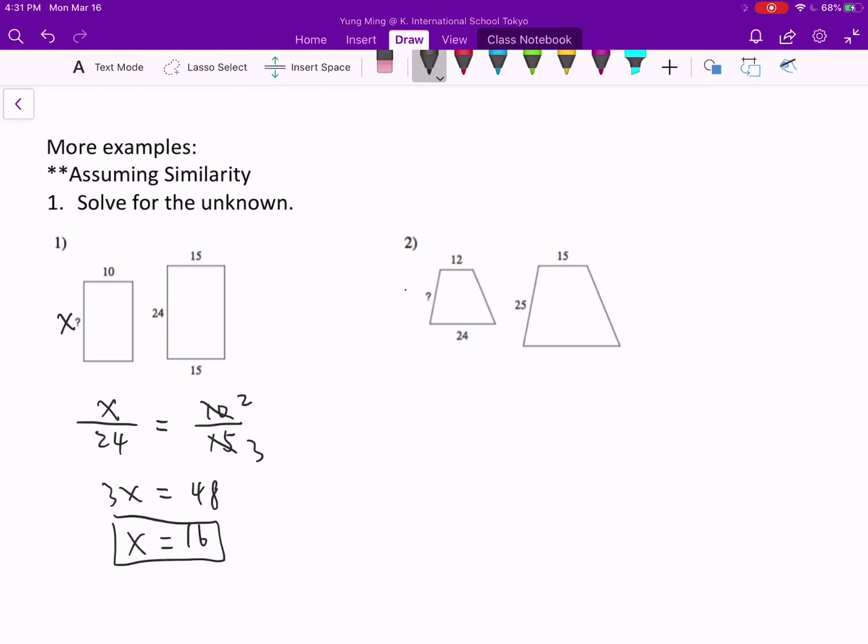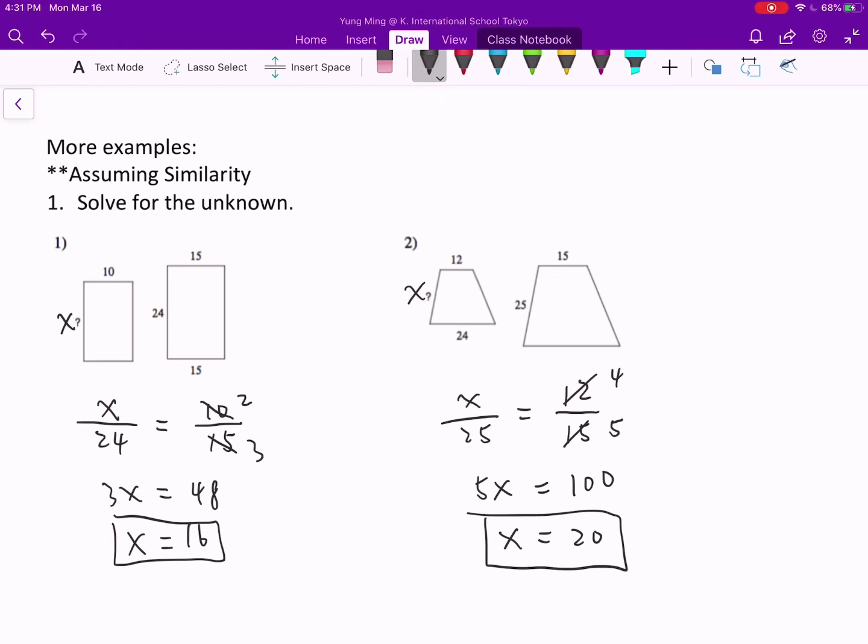Question number 2, again, label x. In this case, I have x over 25 equals 12 over 15. Again, I simplify a little bit, this is 4 over 5. Cross multiply, I got 5x equals 100, satisfyingly x is equal to 20. That's it for this question.